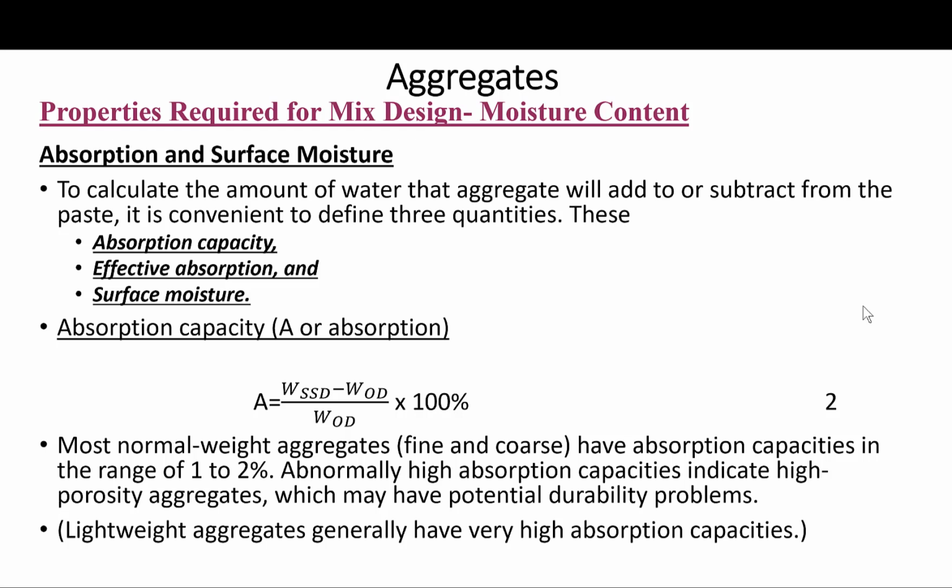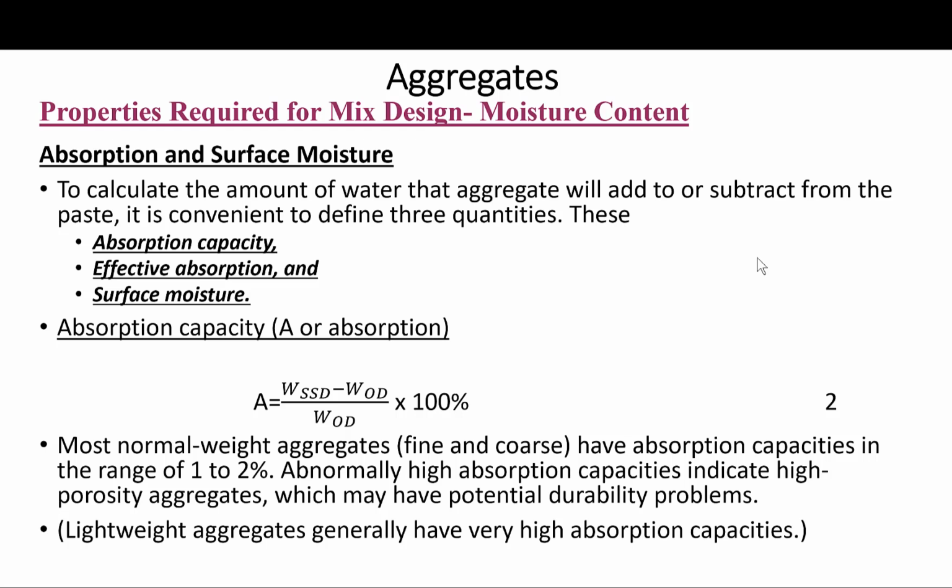Okay, so basically, as we said, WSSD is the weight of the aggregate in SSD, and WOD is the weight of the aggregate in the OD state. So the absorption capacity is used in mix proportioning calculations and can be used to convert from SSD to OD system or vice versa. So that's the convenience.